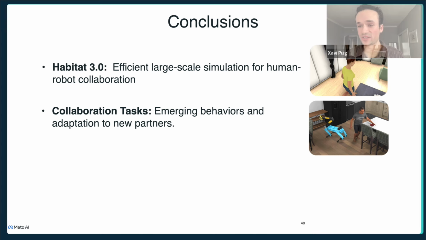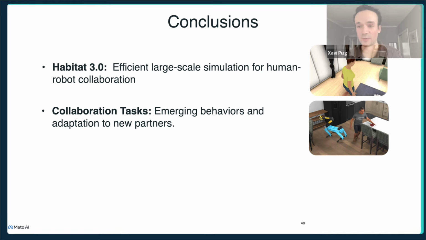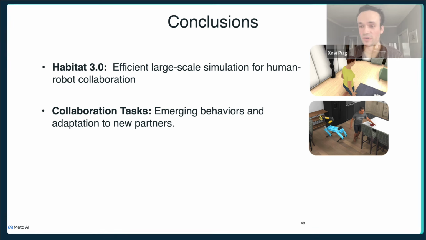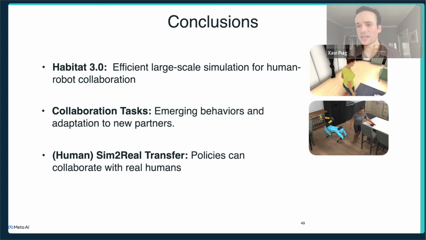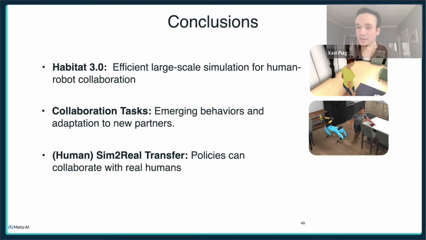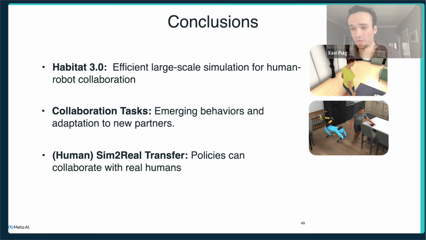And I showed that these policies not only learn to coordinate with humans, but actually learn emergent behaviors that they were not trained for. In particular, the robot learns to avoid the human in some cases, and also coordinates with novel kinds of humans. And I finally showed that we can train these robots in simulation, test them with real humans still in simulated environments, and actually have these robots being efficient when partnering with real humans.